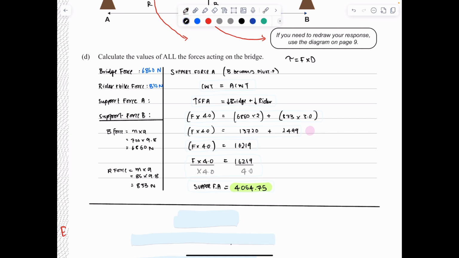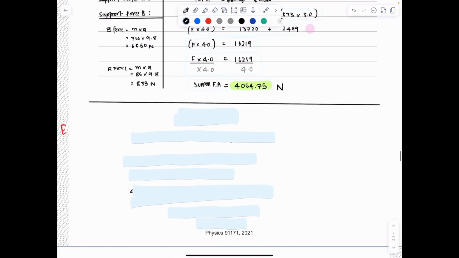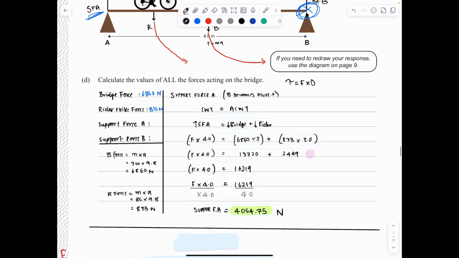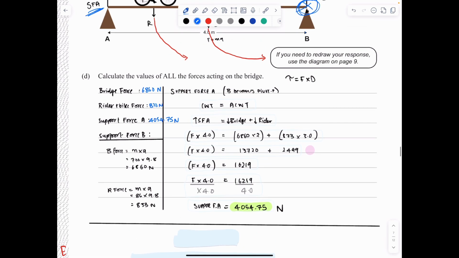I'm missing units. Okay. So I've worked out what support force A is, which is 4054.75. What? Bananas? No. Newtons. And then I've got support force B. All right. So how do I work out support force B?